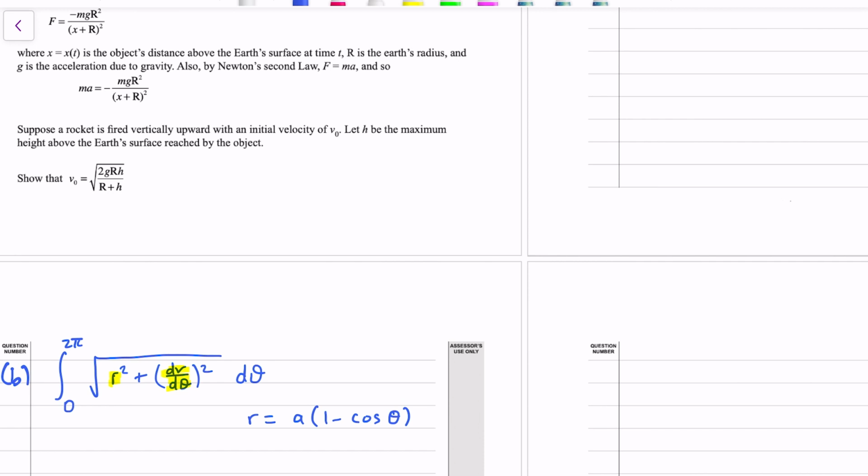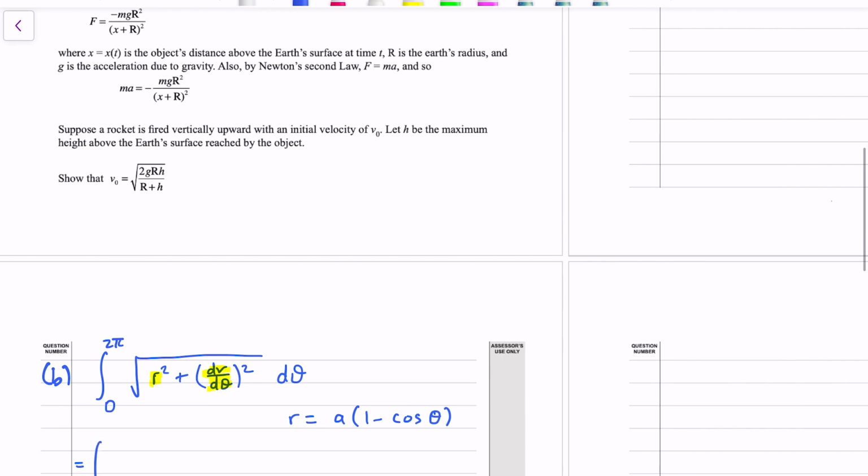So integral 0 to 2 pi. R squared is a squared times 1 minus cos theta squared. Dr d theta, because a is a constant, the a disappears when we differentiate it. Cos goes to minus sine, so it's a sine theta. We're squaring it.